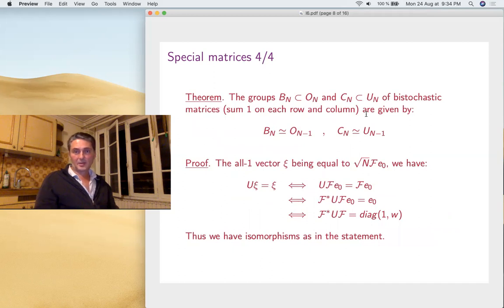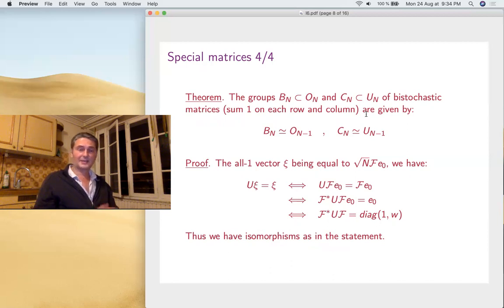Now, one more thing about bistochastic matrices. These are very interesting tools, another application of discrete Fourier analysis using this Fourier matrix F_n. So take the groups B_n in O_n, the orthogonal matrices which are bistochastic, I mean, the sum on each row and each column is 1. And also C_n in U_n, same thing. So these appear in a lot of problems. And the point is that these are actually orthogonal and unitary groups, but shifted, I mean, of dimension minus 1.